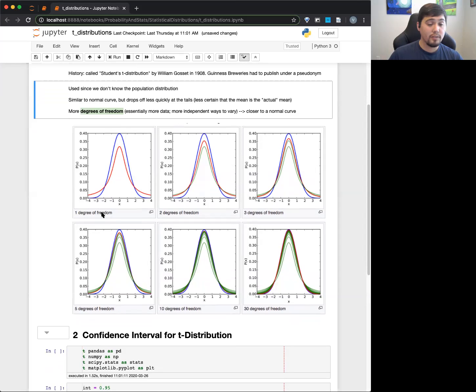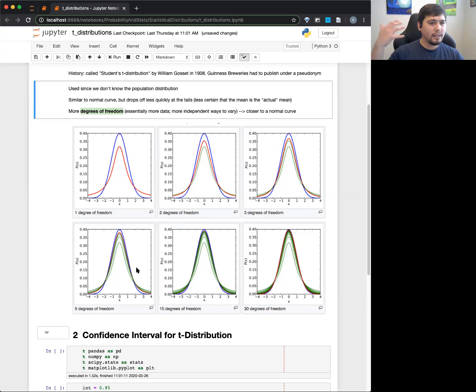So the more degrees of freedom, as you see increase, basically the more data you have, you can see that in red, it's kind of like the new one. And then there's some green ones underneath here. It gets closer and closer to this normal curve. So you see 1 degree of freedom, 2 degrees of freedom, 3. And notice that these tails right here go down.